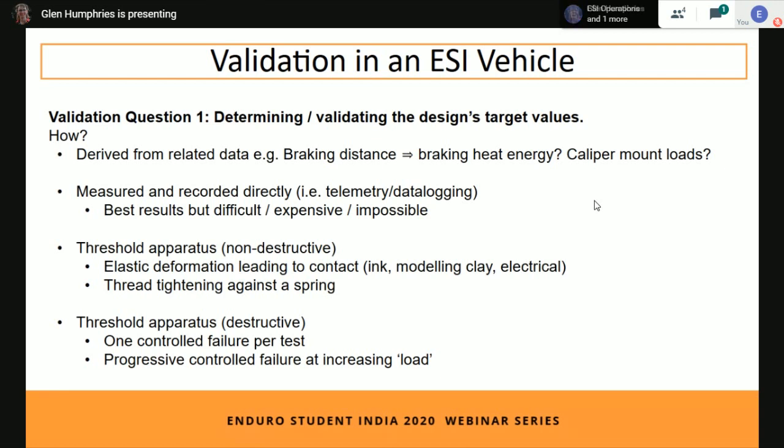So we've got other threshold apparatus which are destructive. So this is where you can't just simply reset the assembly with modeling clay or ink or unwinding the thread on the spring, but where something actually gets broken, hopefully in a controlled and safe manner. No one likes to accidentally break things on the car, but if you can set something up to break at a pre-defined or pre-known load, then you can tell whether that threshold has been reached.